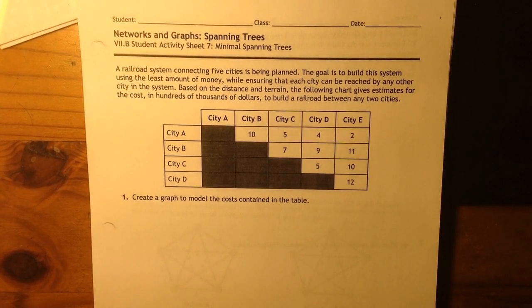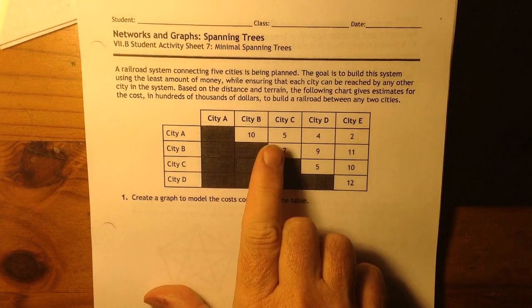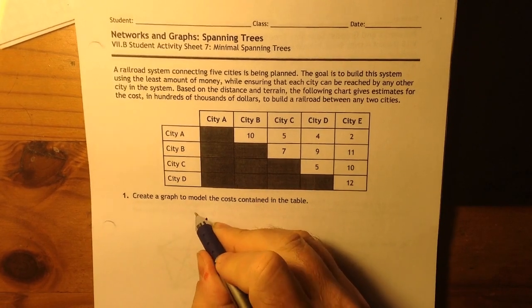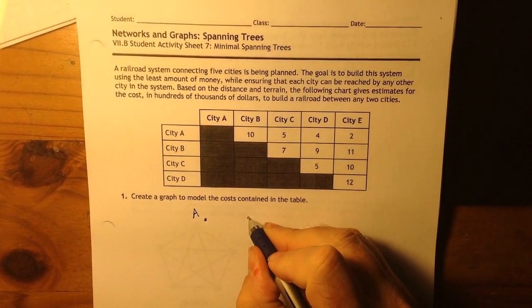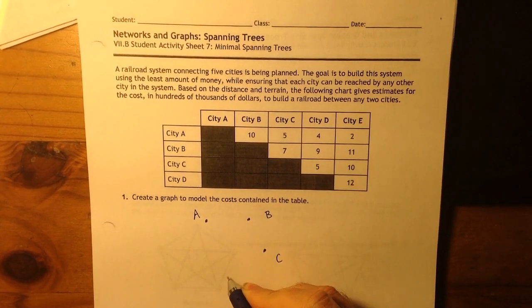Based on the distance and terrain, the following chart gives estimates for the cost in hundreds of thousands of dollars to build a railroad between any 2 cities. So create a graph to model the costs contained in the table. So what we're going to have is a weighted graph. Each edge will have some number associated with it. So if I just put down 5 cities here, and it doesn't really matter how you space them out, I'm going to put them in a circle.